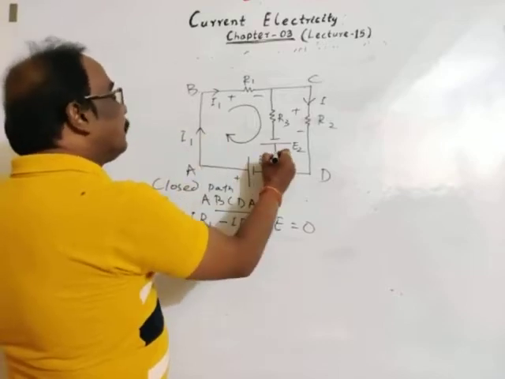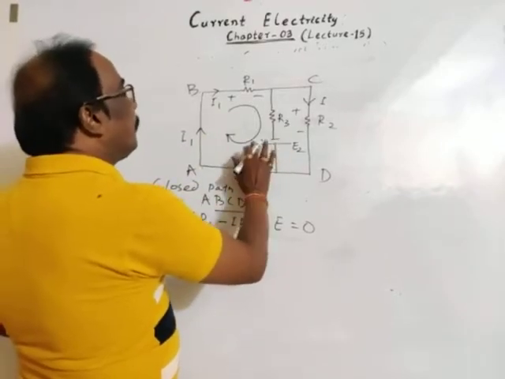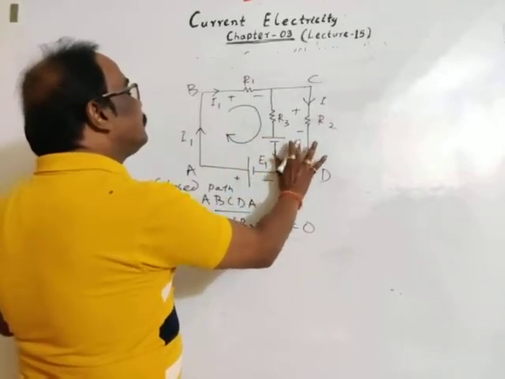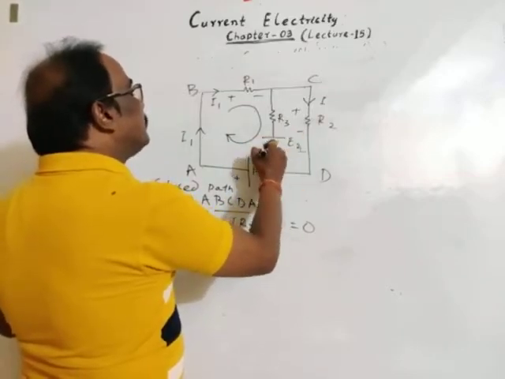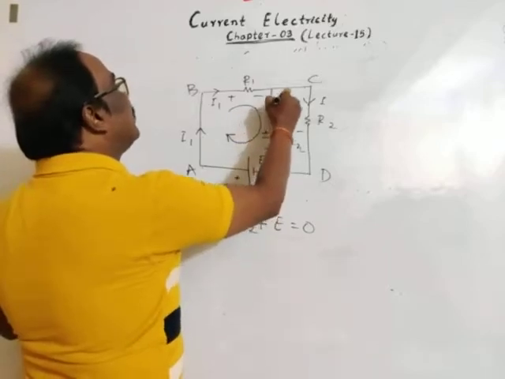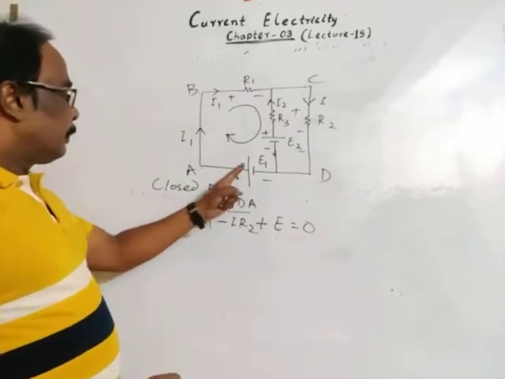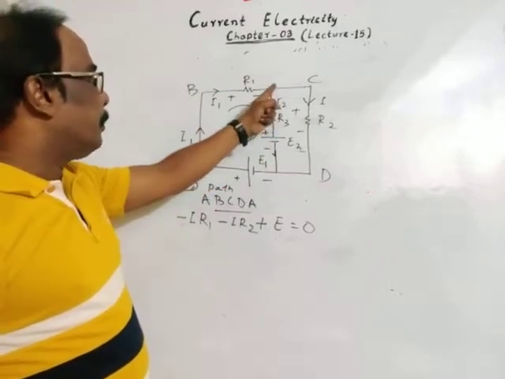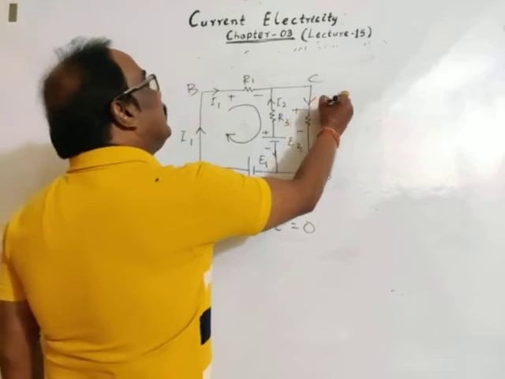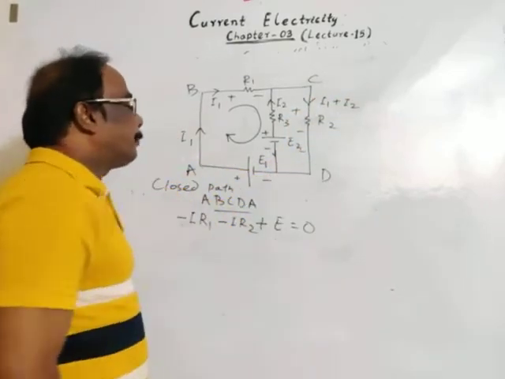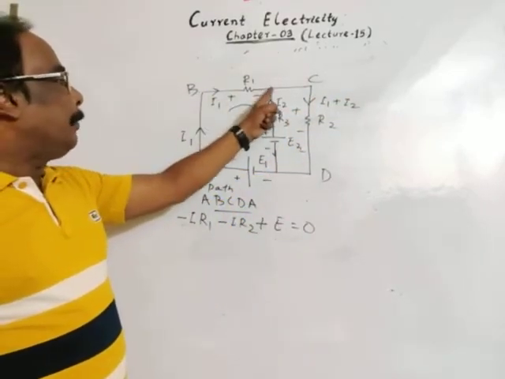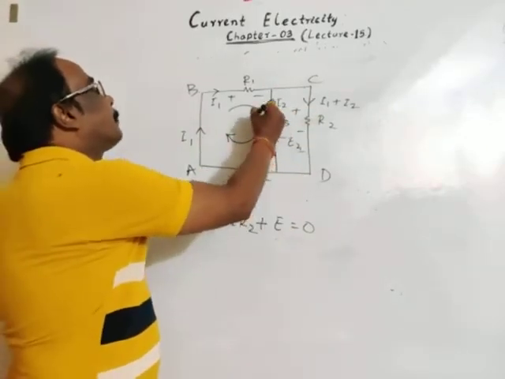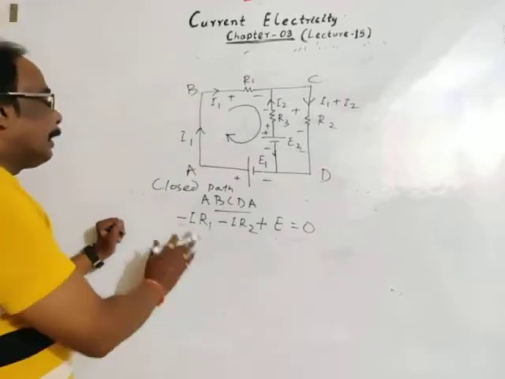This is EMF E2. This is negative, this is positive. Let this current be I2. Current from this terminal is I1, current from this terminal is I2. Then this current is now I1 plus I2. I2 and I1 get combined, and this is I1 plus I2. And here current flows from high potential to low potential.